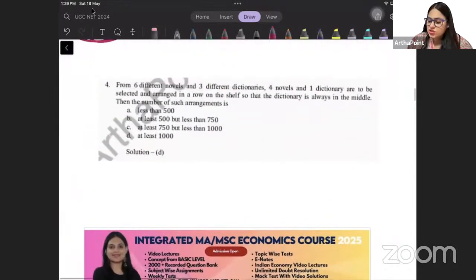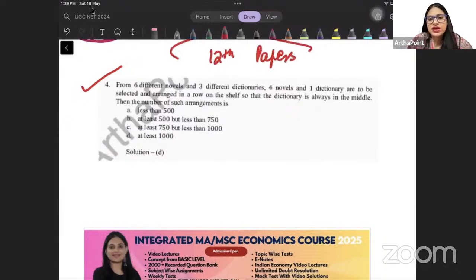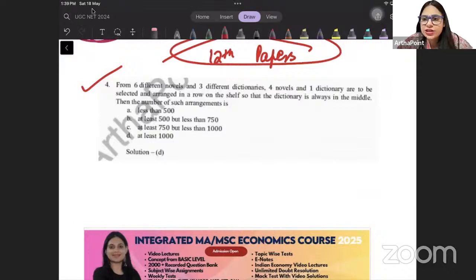Okay, beta, come to the next question. Very, again, easy question. Similar question has been asked in class 12th papers. Again, revise the papers. So it says from 6 different novels and 4 different dictionaries, 4 novels and 1 dictionary are to be selected. So पहले selection है बेटा. So let's select. बाकी का बाद में पढ़ेंगे.